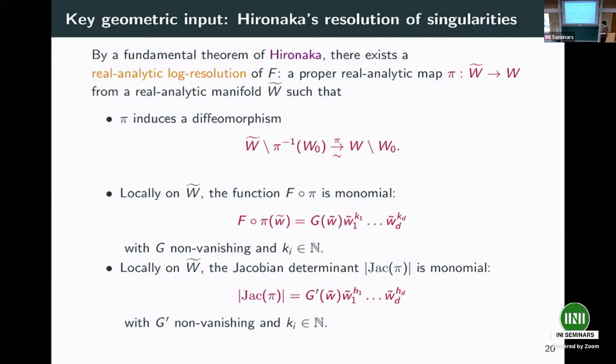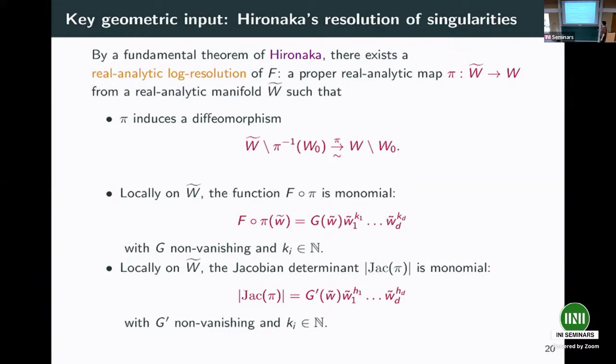Now I will say a little bit about how this is proven, and this is relevant because the proof of the main results of Watanabe in the statistical context also uses the same strategy. It's inspired by this result. By Hironaka's resolution theorem, which holds not only in the complex algebraic case, which is the most familiar and most used, but also for real analytic geometry, there is a real analytic log resolution of the function: a proper real analytic map such that it doesn't change anything outside of the zeros.